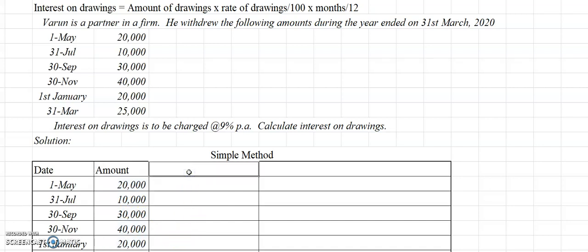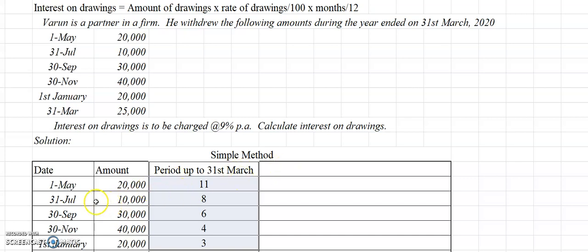Then here, how much is the period? For example, on first May he withdrew 20,000. For how many months in that year is that amount with him? That is what we are going to write now. Here the period is up to 31st March. The first drawing is from May, that means May to 31st March. May, June, July. It starts on May 1st, so that month can also be counted. May, June, July, August, September, October, November, December, January, February, March. 11 months.